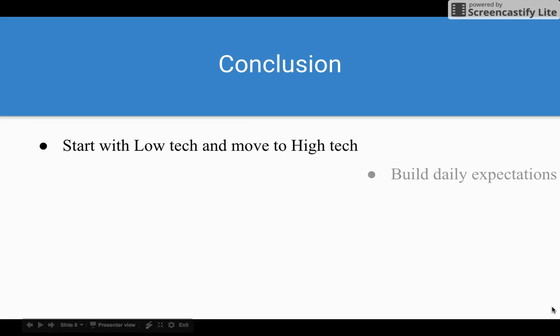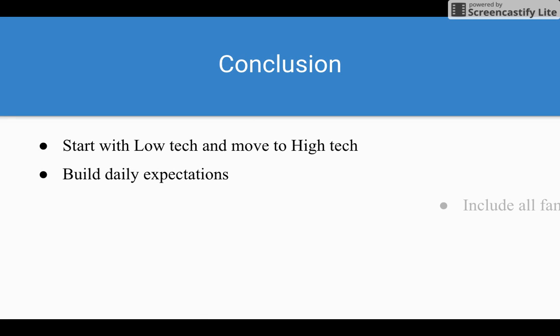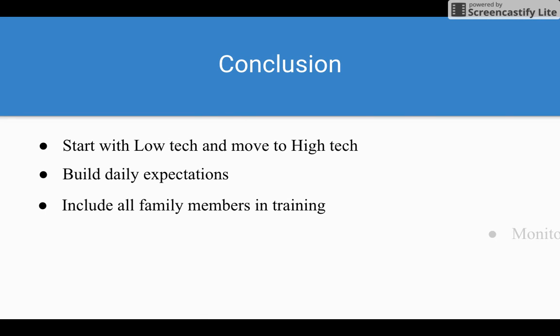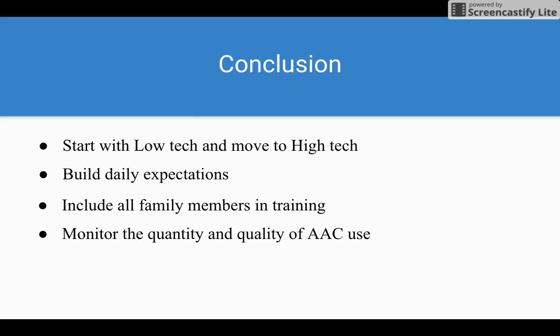I hope you found this information useful. Remember to start with low and move to high-tech devices. Build daily expectations, include all family members in training, monitor the quantity and quality of the AAC use, and provide evaluation sheets. Thank you for listening.